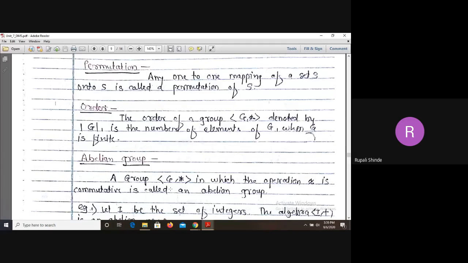So can anybody tell me what is the meaning of this commutative? Commutative means, suppose we have to apply this property for 2 elements A and B. So can you explain how we can justify commutative property for these 2 elements?